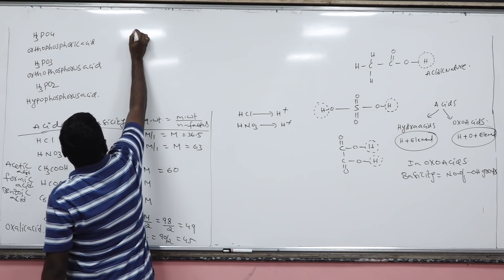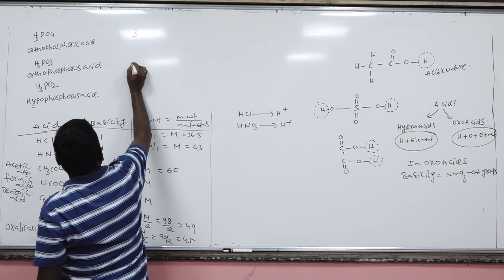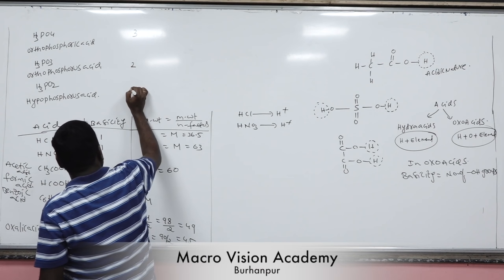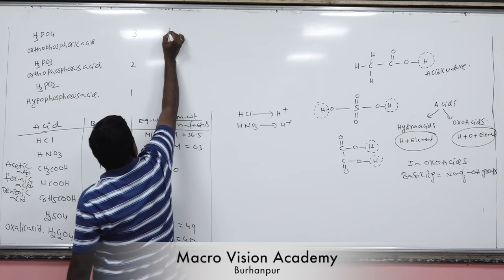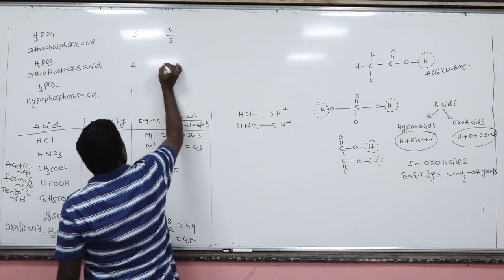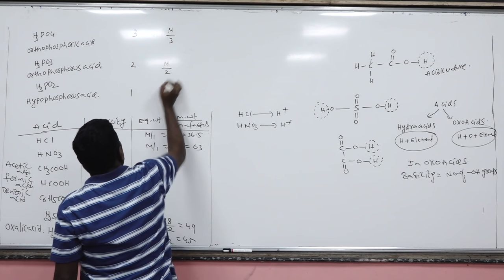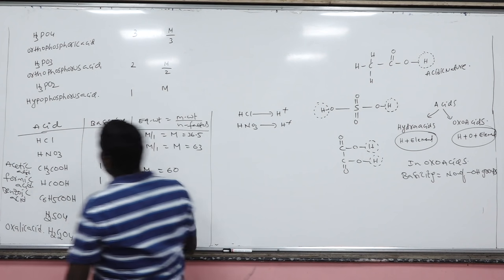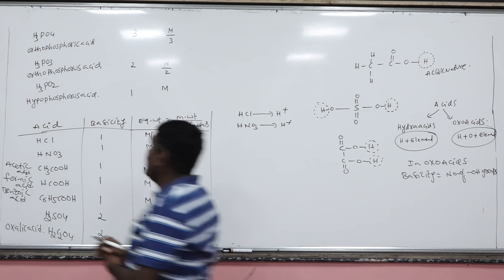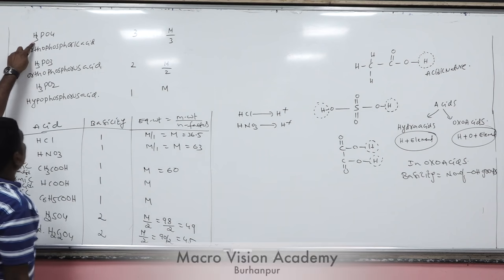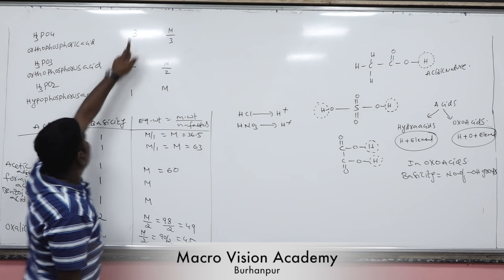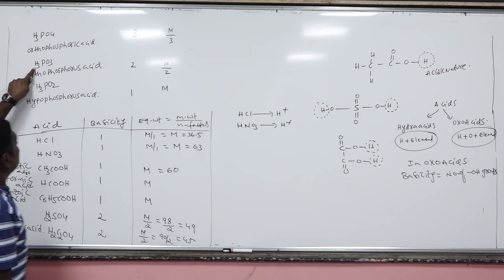But actually, this one has basicity 3, this will be basicity 2, and this will be basicity 1. And equivalent weight is equal to molecular weight by 3, this will be molecular weight by 2, and this will be molecular weight by 1. Now you may have one doubt. Here 3 hydrogens are there, so you write the basicity 3, but here 3 hydrogens are there, still you are writing 2.